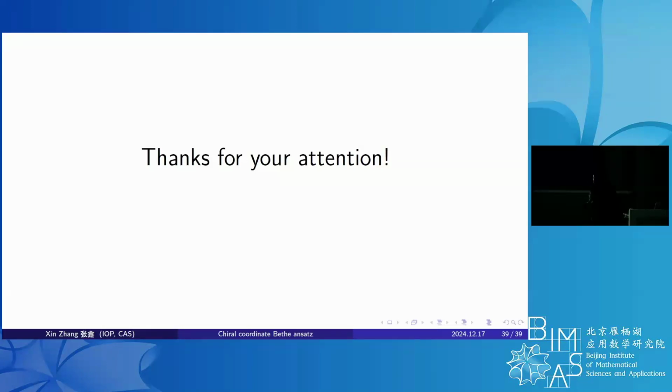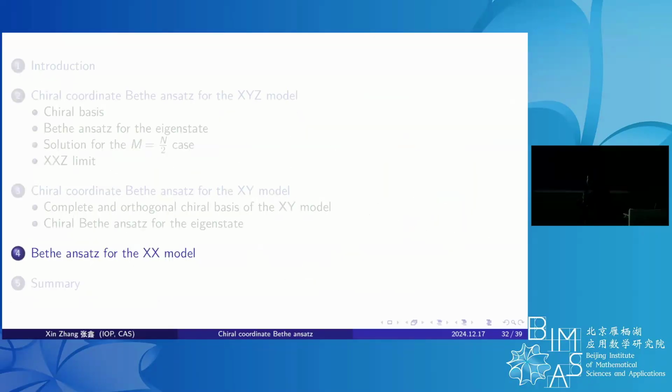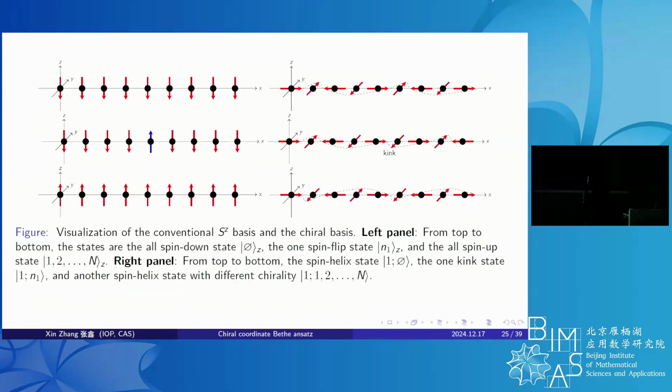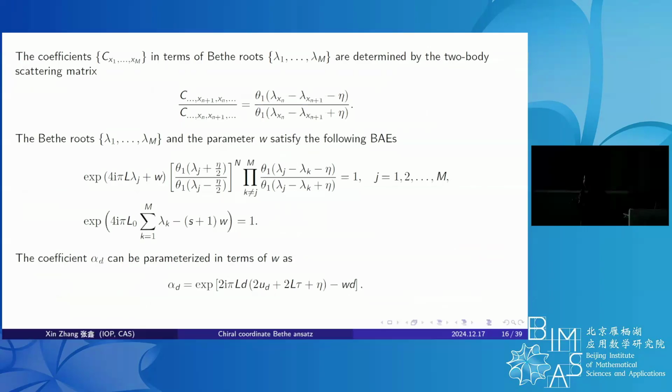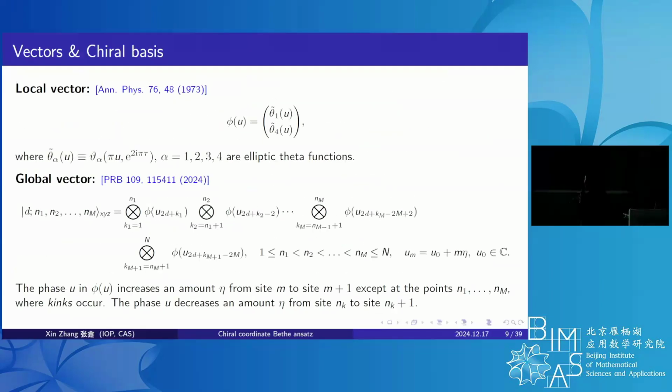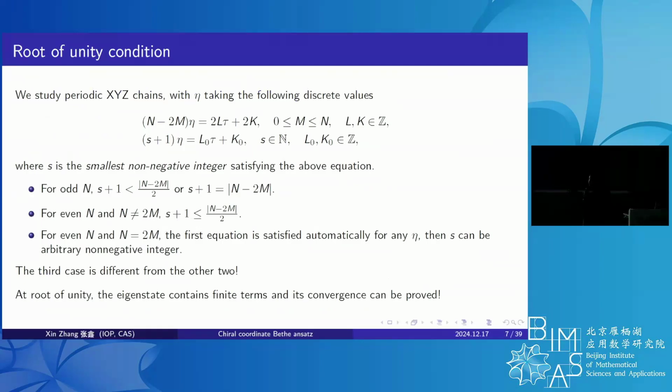For example, here, for the XXZ chain, we can see that for the XYZ chain we have these root of unity conditions, but if we just take the XXZ limit, we see that this eta, the anisotropy parameter, times an integer is a root of unity. And for the XYZ chain, the root of unity means that the crossing parameter times an integer is a combination of tau and 1.